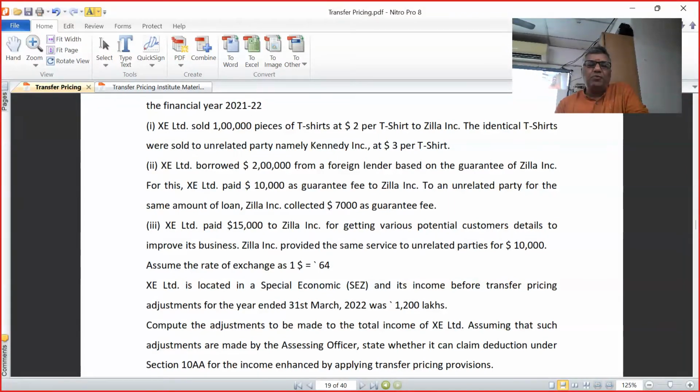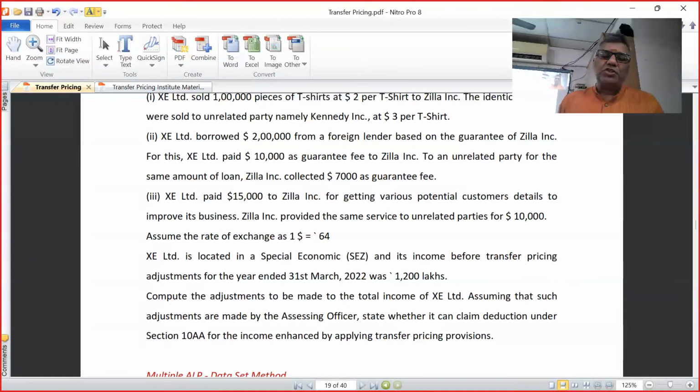XE Limited paid 15,000 to Zilla for getting various potential customer details to improve its business. Zilla Incorporation provided the same service to an unrelated party only for 10,000. Assume the rate of exchange to be 64. XE Limited is located in a special economic zone and its income before transfer pricing adjustment was 1,200 lakhs. Compute the adjustment to be made in the total income. Assuming that such adjustments are made by the AO, state whether it can claim deduction under section 10AA for its income after applying transfer pricing provisions.